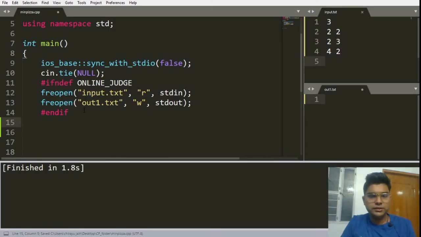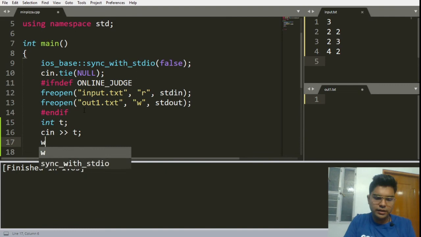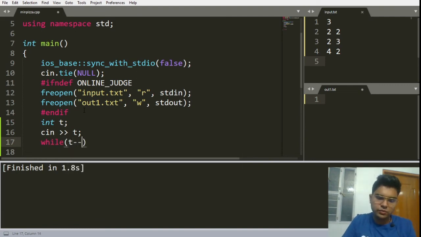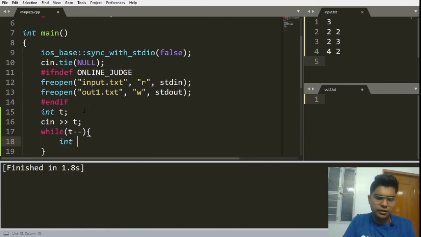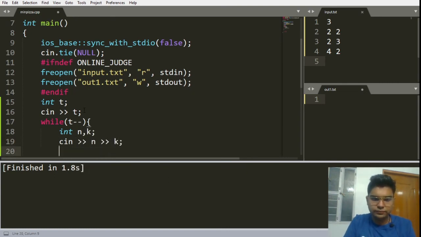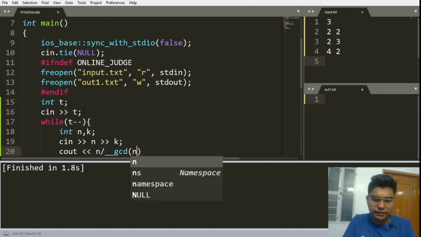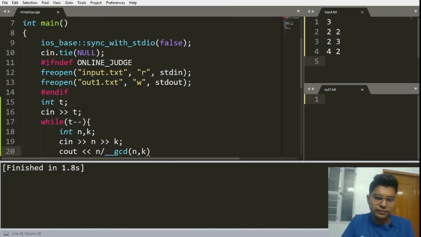Okay guys, so now let us start the coding. It is a very short code. First we'll enter all the test cases, and for each test case we'll enter two values, that is n and k, and simply with the formula we'll output n divided by GCD of n and k. There is already an inbuilt functionality for GCD, and we'll output it. Okay, so this is the code.